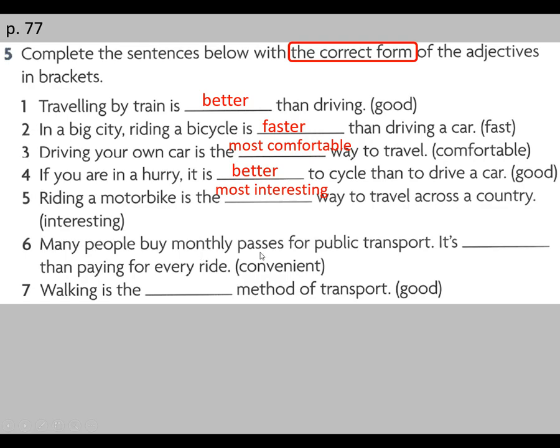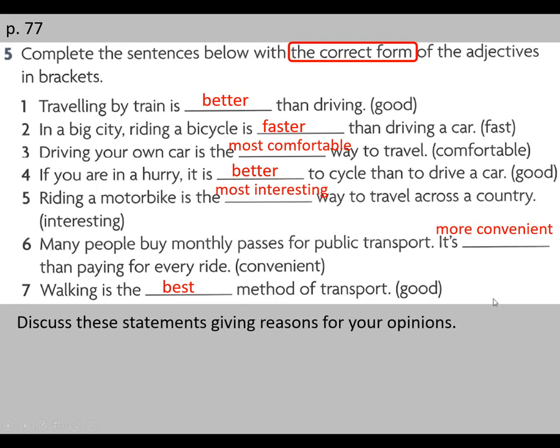Many people buy monthly passes for public transport. It is, do you see the word than? It is more convenient than paying for every ride. And the last one, walking is the best method of transport. Now, you should spend some time discussing these statements, giving reasons for your opinion.